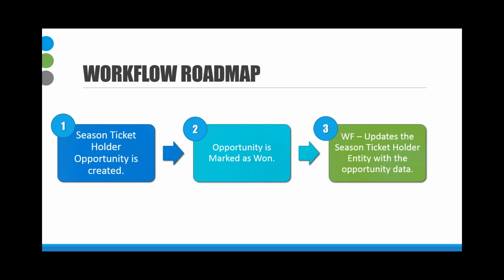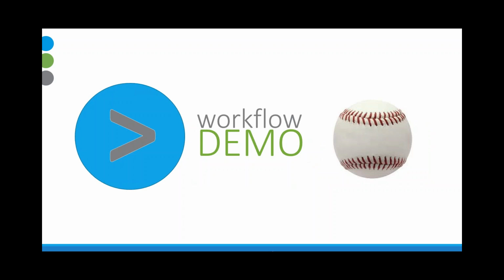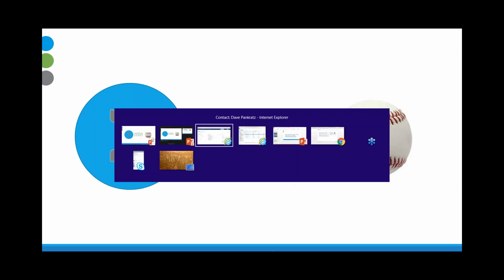So that's basically what we're doing. That's the need, and this is the workflow roadmap. A season ticket holder opportunity is created, so the opportunity with the type season ticket holder, and then the opportunity is marked as won because they purchased season tickets, and then the workflow goes out and creates a season ticket holder record using data from the opportunity. So pretty simple workflow, but also very useful.